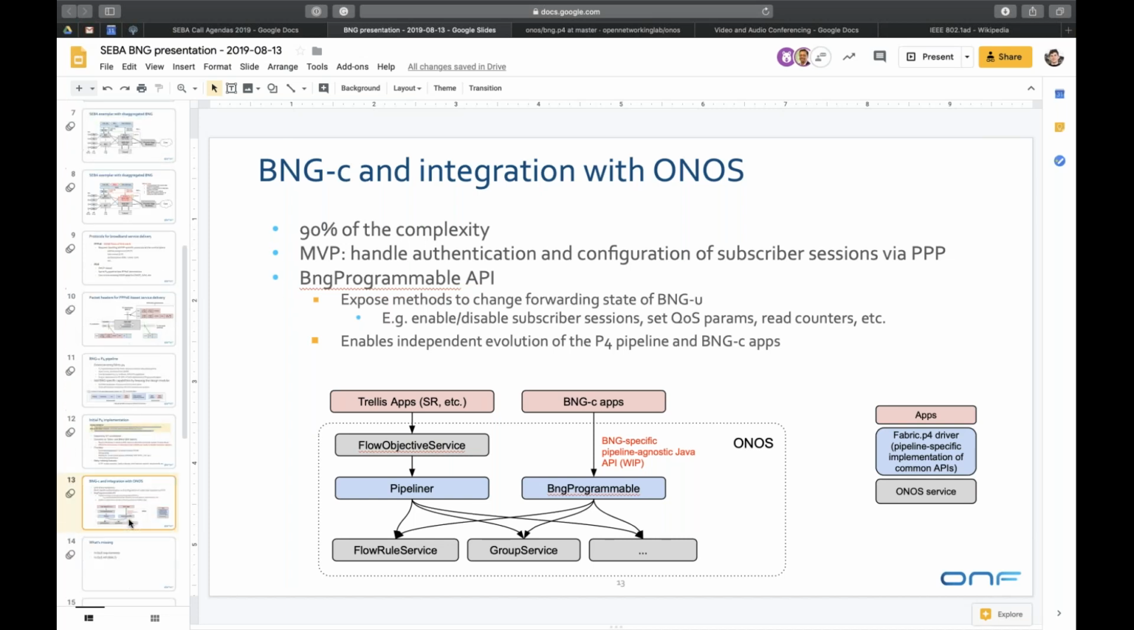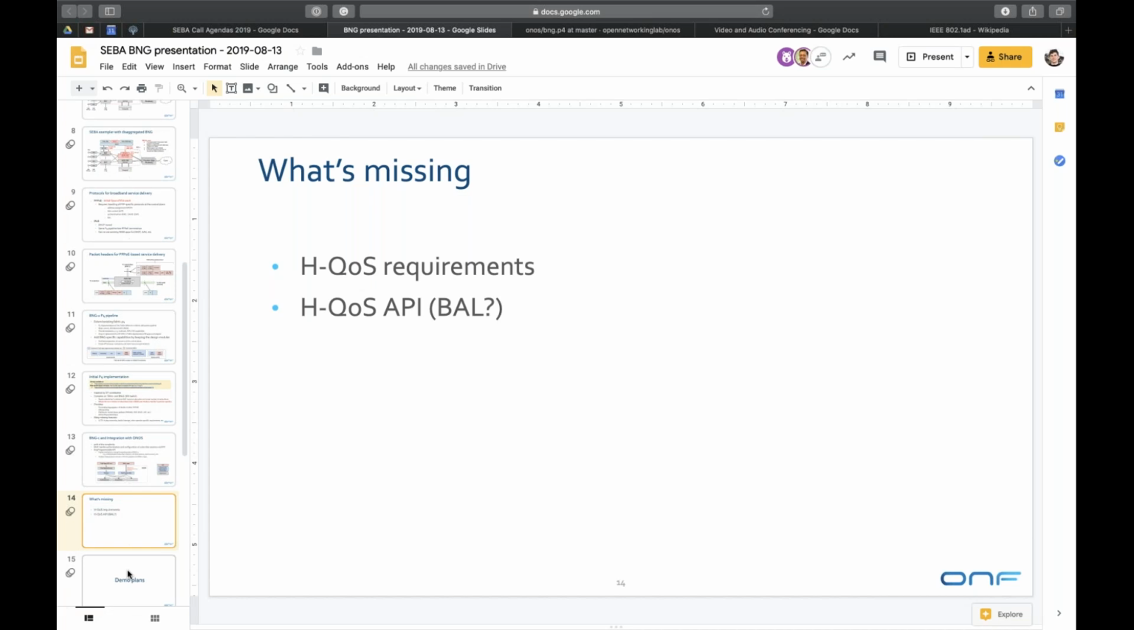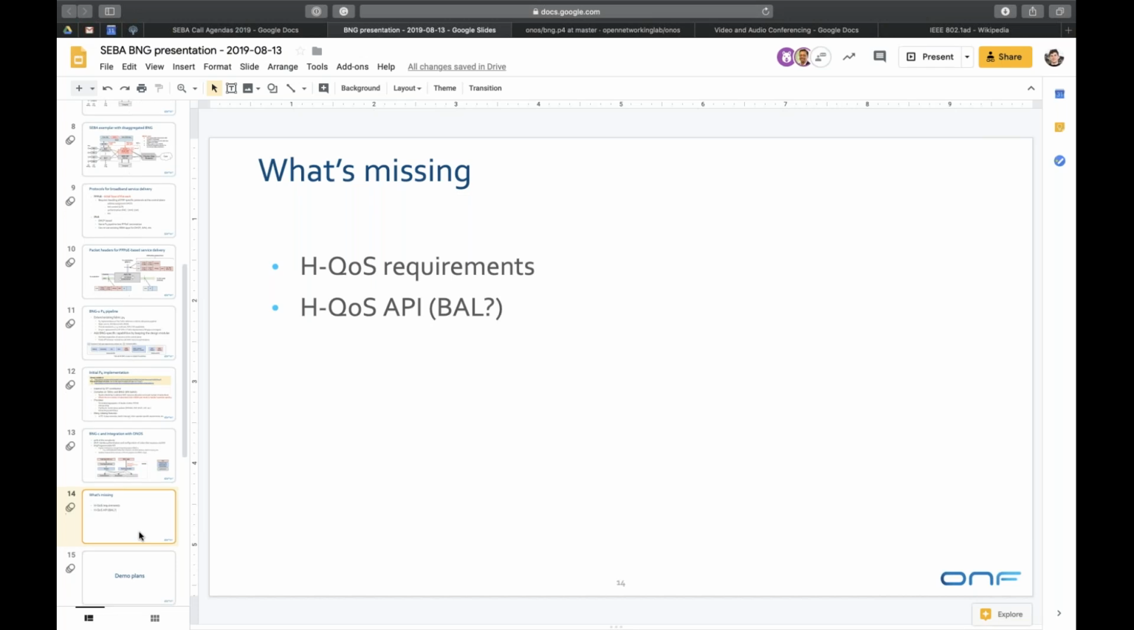So what is missing at this point from our design document is a specification of the QoS requirements. And as I was saying before, also the API that will need to manage, at runtime, the QoS part. So this is where we probably need help from the community in coming up with such requirements.